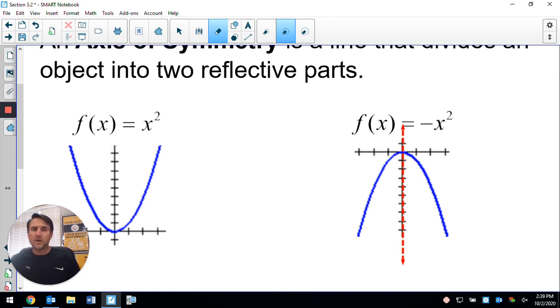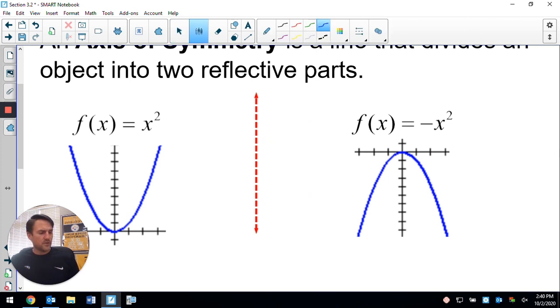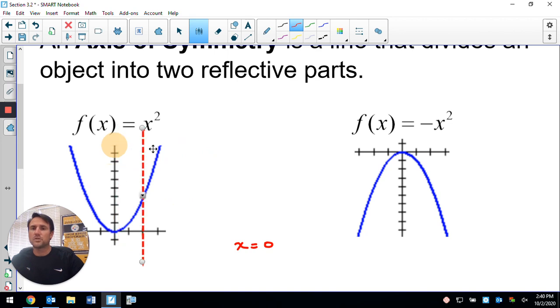So we're not going to have to deal with anything like that. And since our parabolas always open up and down, our axis of symmetry line is always going to be a vertical line. And what do we know about vertical lines? Well, we know that their equation is always x equals a number. And in this case, it would be the number 0, because that's where my line would cross the x-axis. In this case, at the origin, and in the other case, at the origin, and both of those would be x equals 0.